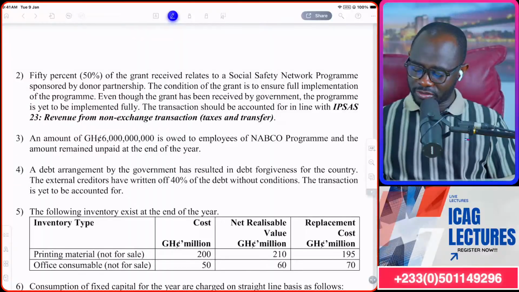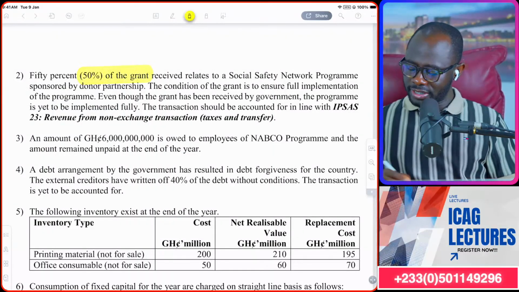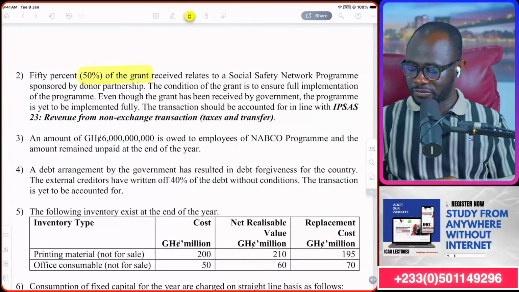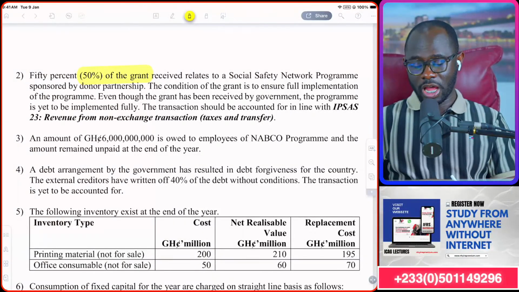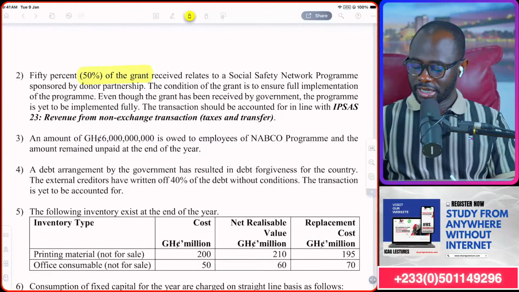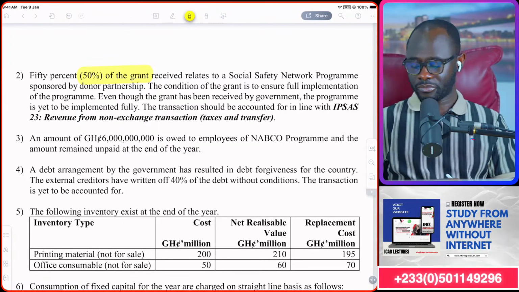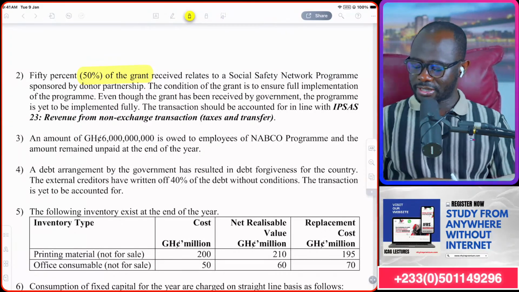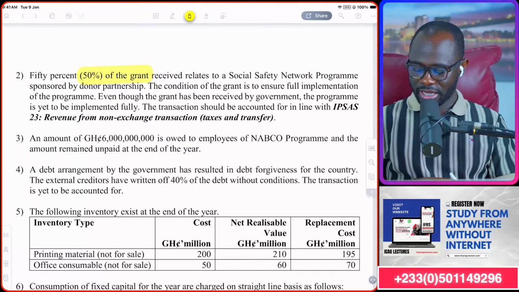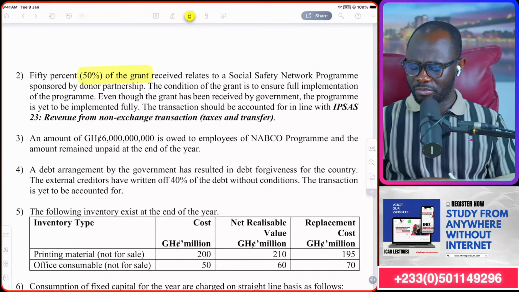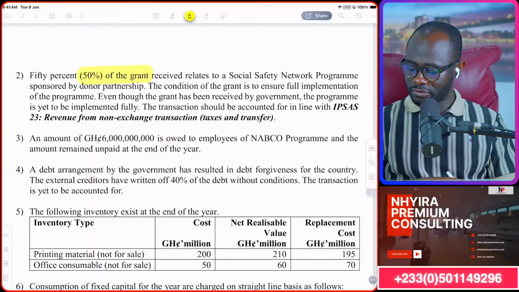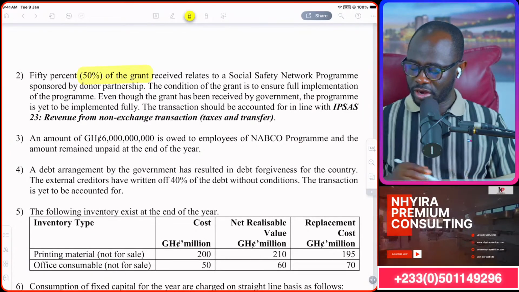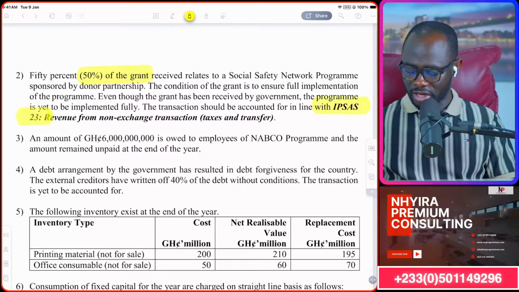50% of grants received relates to a social safety network program sponsored by donor partnership. The condition of the grant is to ensure full implementation of the program. Even though the grant has been received by government, the program is yet to be implemented fully. The transaction should be accounted for in line with IPSAS 23, revenue from non-exchange transactions.